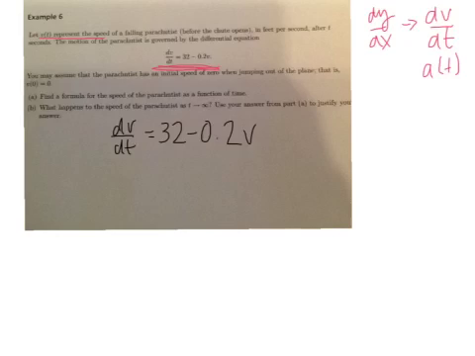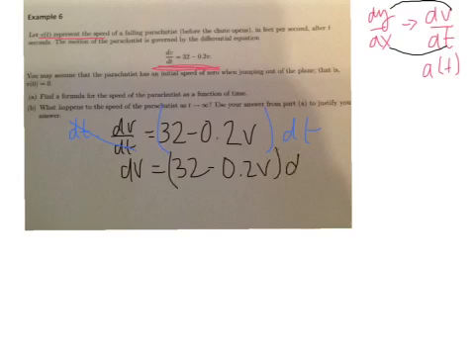Remember, we need to think of v as y and x as t. Okay, and so what would we do if these were y's and x's? Well, we'd multiply by dt on both sides. Remember, you're multiplying this whole thing by dt. And so we'd have 32 minus 0.2v times dt.